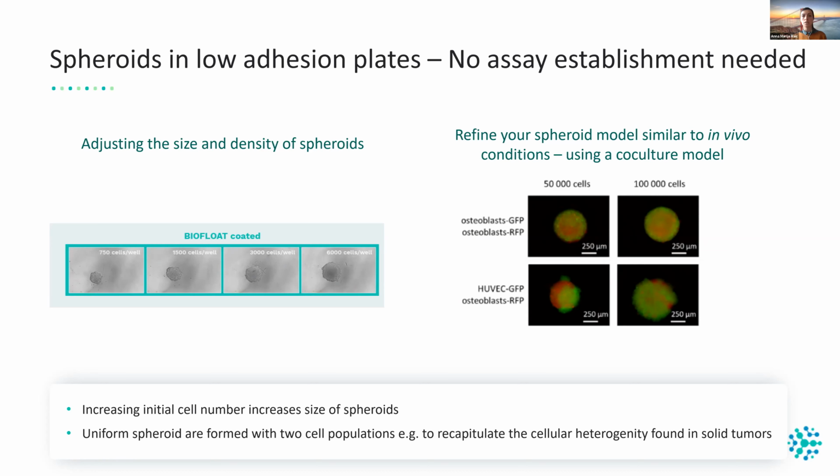Further, with these low adhesion plates, you can also refine your spheroid model to be more similar to in vivo conditions. So you can use co-culture models. Here in this example, we cultured cancer cells in red and osteoblasts together. And as you can see, both cell types form one spheroid. And this is one important thing if you want to recapitulate the cellular heterogeneity which is found in solid tumors.